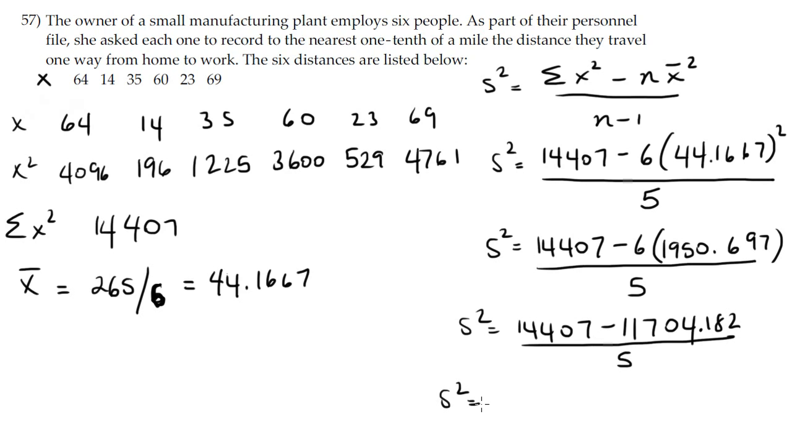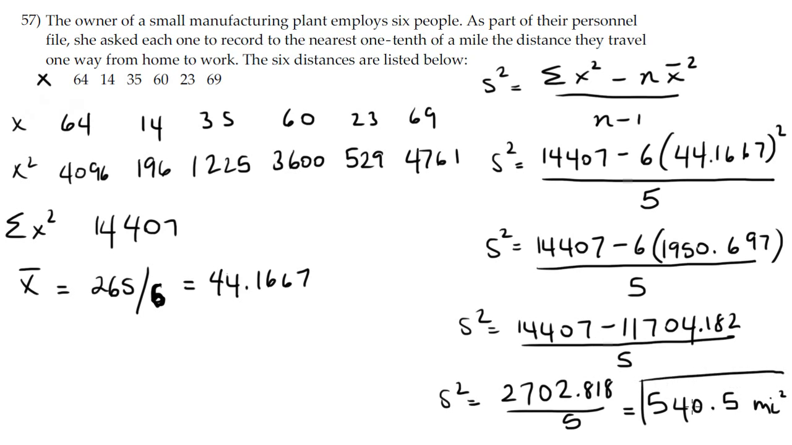14,407 minus 11704.182 is 2702.818 divided by 5. 540.5. And this is variance. This is in miles, so this is square miles. So that's my variance, 540.5 square miles.